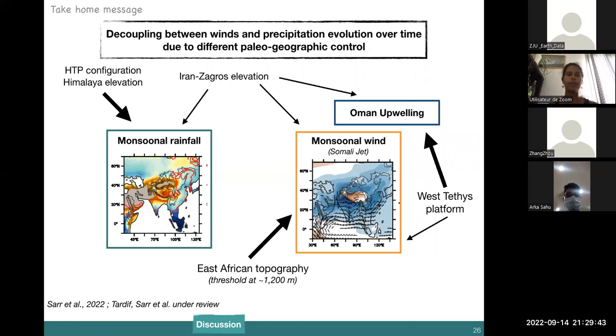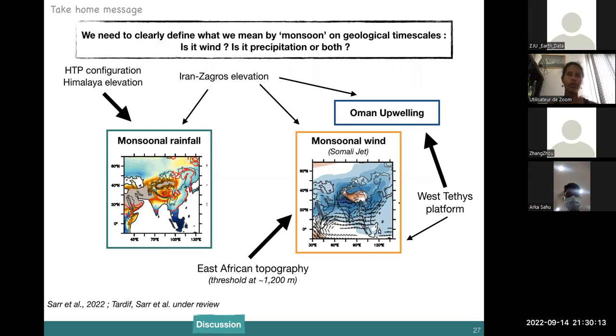Sorry, my first message is above. I think this study shows a clear decoupling between winds and precipitation evolution over time, which is already what the data suggests. This decoupling arises because both phenomena are responding to different paleogeographic controls, with precipitation much more reliant on topography in Asia, while the dynamics of the circulation is totally reliant on all the other features surrounding the Indian Ocean.